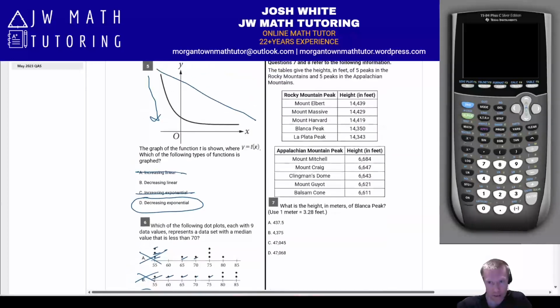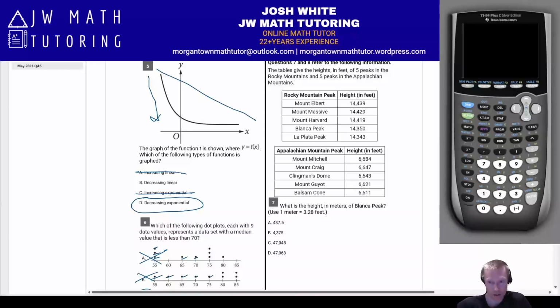Now for question 7, this is one of the ones where they have tables and they have some data. And here they want to know the height in meters of Blanca Peak. So this again is just another unit conversion problem, just like we've already seen 2 of them already on the test, questions 2 and 4. So again, well, actually 4 wasn't a unit conversion, excuse me. 4 was a proportion one, but same basic idea.